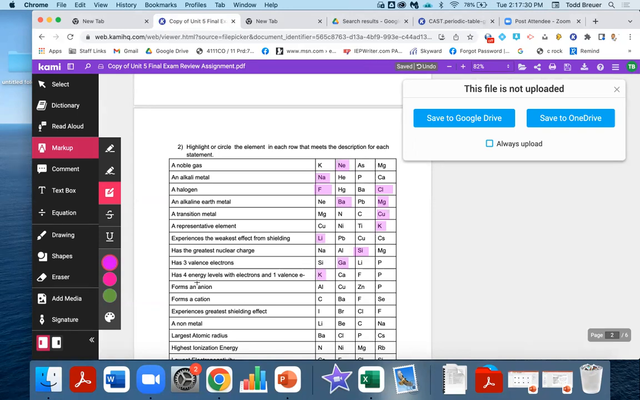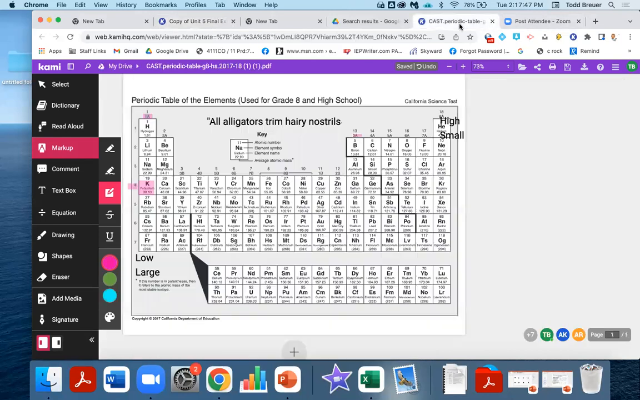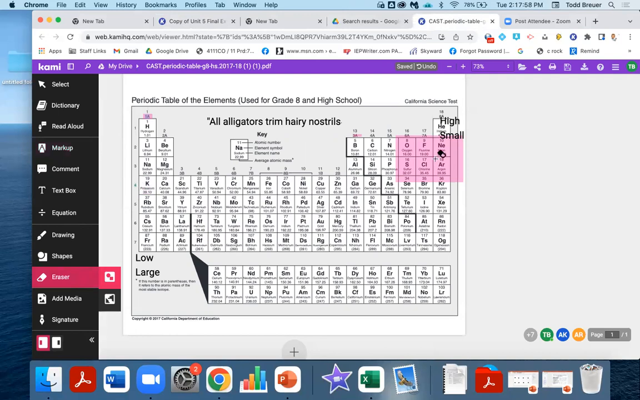Forms an anion. Anion stands for a negative ion. Only nonmetal atoms make anions. Phosphorus is the only nonmetal atom. Forms a cation. Only metals make cations. So barium is the only metal in that list. Remember, if you're reviewing your periodic table, your metals are over here on the left of the staircase. Your nonmetals are to the right of that staircase. So your metals make cations, your nonmetals make anions.